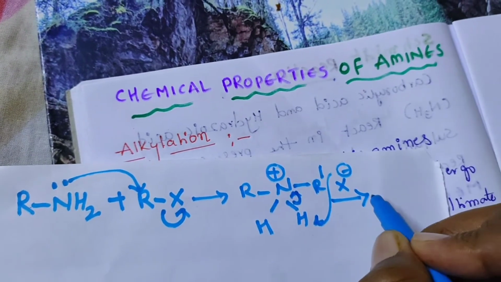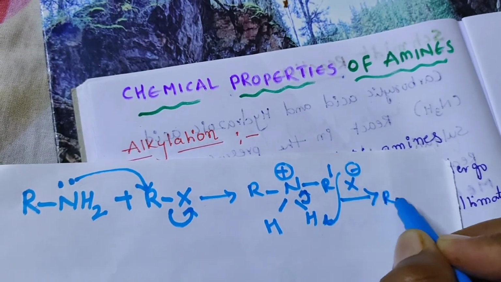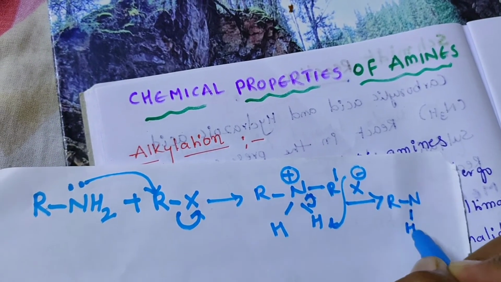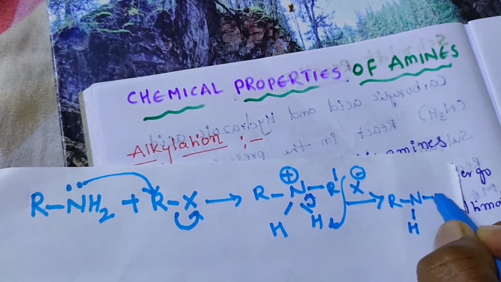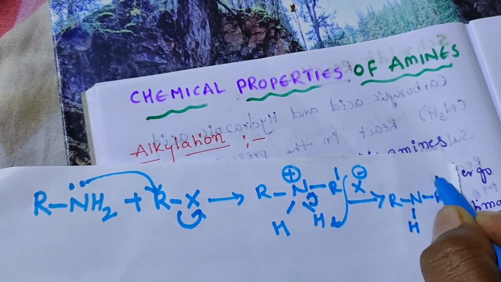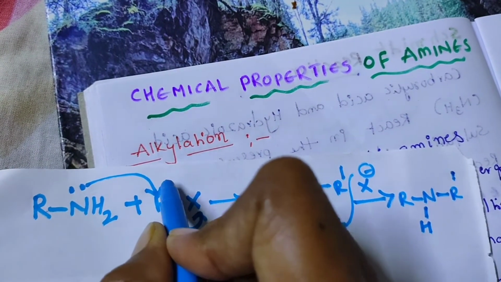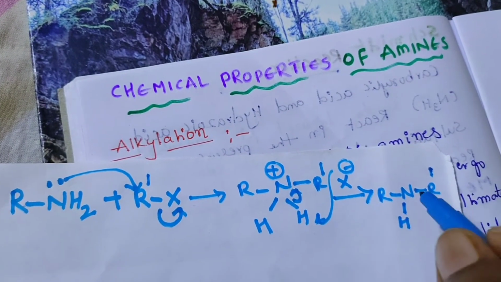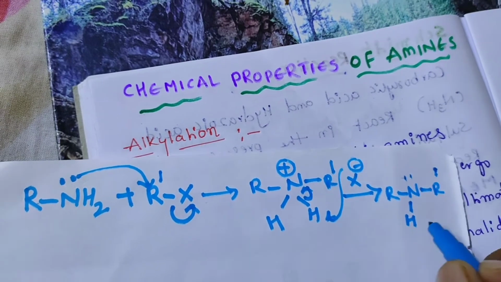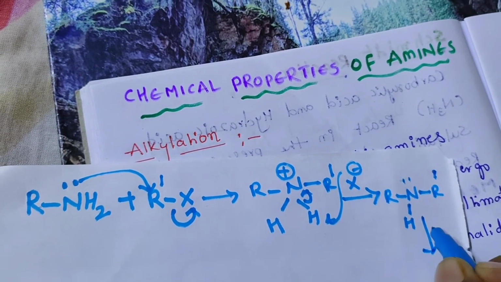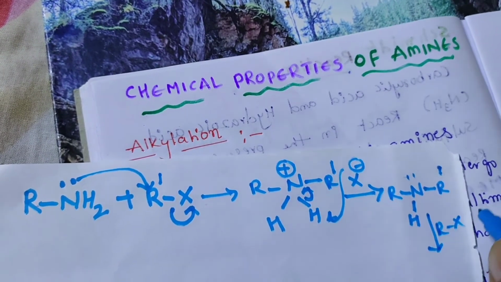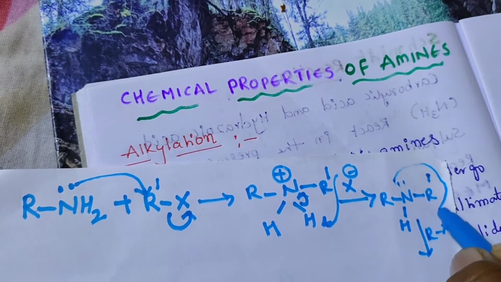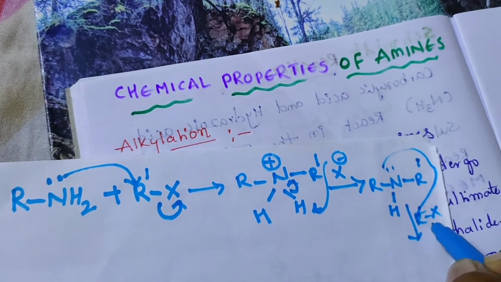So we have R and nitrogen, and we have one hydrogen and also R1. If you take this R1 in the products, we get this one. This is our secondary amine, and it is treated again with alkyl halide. The same process: this lone pair of electrons attacks R, and X is a good leaving group.